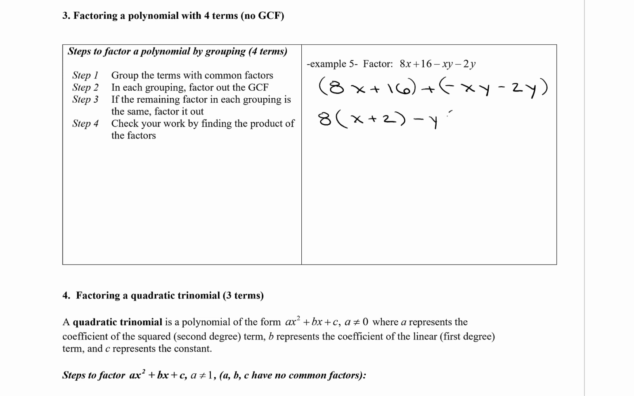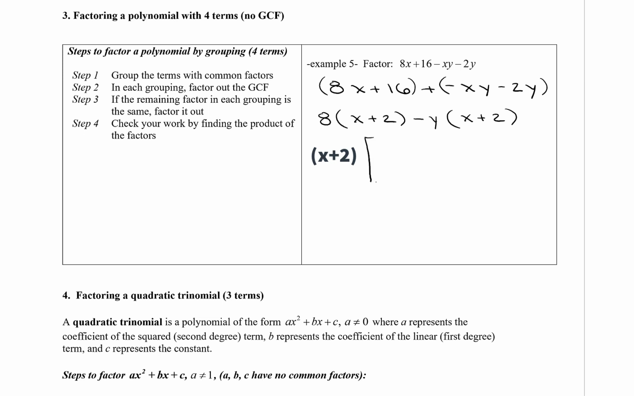Now I'm going to factor out a negative y from the second 2 terms. So it's going to next say minus y times the quantity x plus 2. Now if we look here, we see there is a common factor of x plus 2. I'm going to factor out that common factor of x plus 2 from both of these expressions, and we're going to be left with x plus 2 times the quantity.